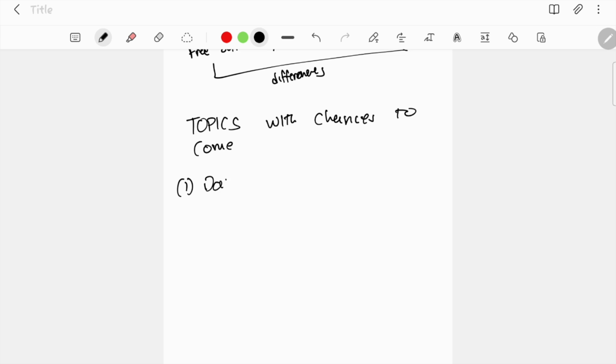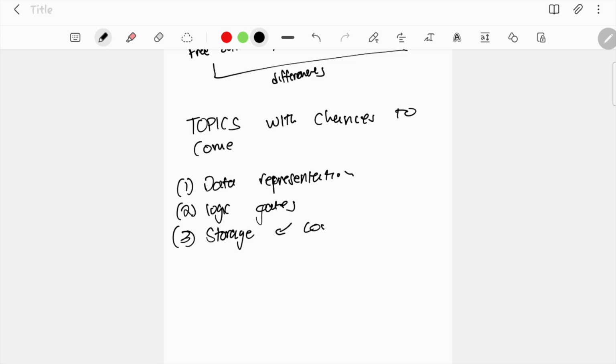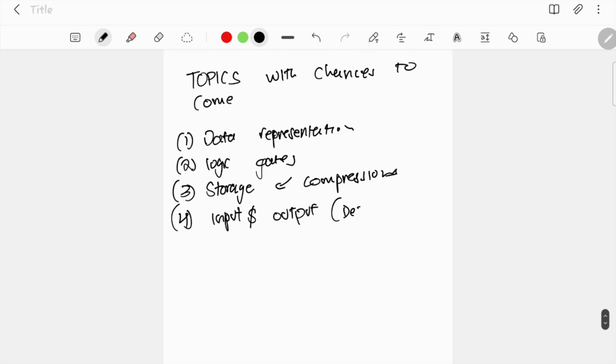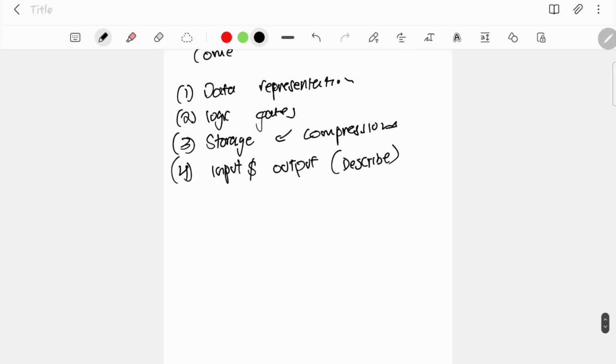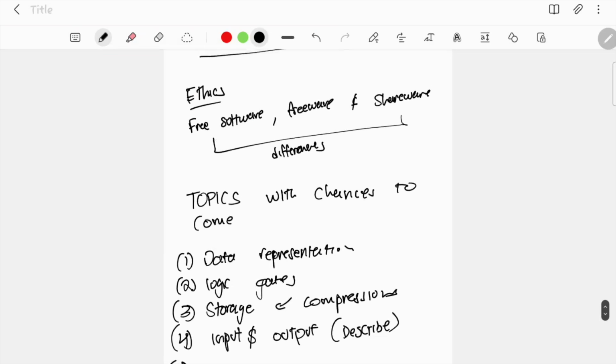First of all, data representation. Second, I've said logic gates. Next I've said is storage. So here we have compression. I think compression will come. Next we have input devices, input and output devices. So here they will ask us to describe those types, describe a printer, those type of questions. They most likely will come. That type of questions usually always come.